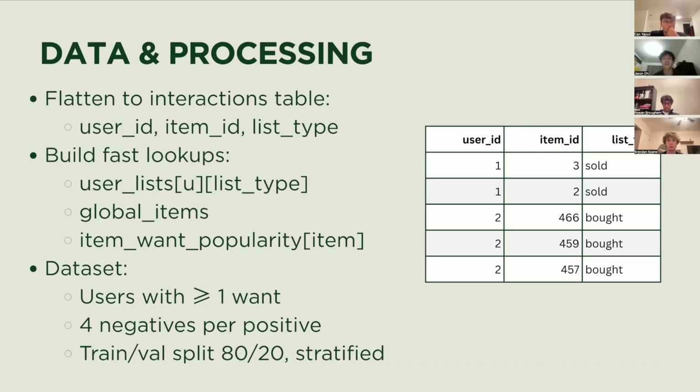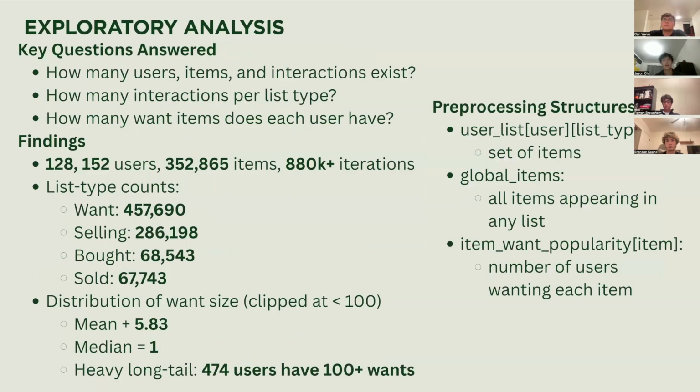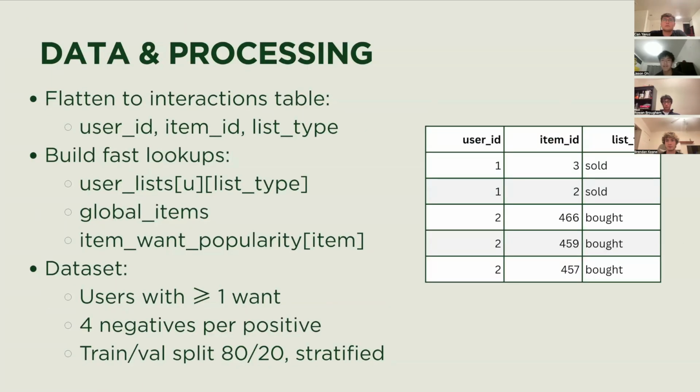Next, to construct a supervised learning dataset, I focused on users with at least one want item. That gives us clear positive examples. For each positive interaction, we sampled 4 negative ones by picking random items the user has not marked as want. This 1-to-4 ratio helps balance the dataset while keeping it manageable. Lastly, we split the dataset 80-20 into training and validation, making sure the positive to negative ratio stays consistent. This sets up a clean and reliable foundation for comparing different models.